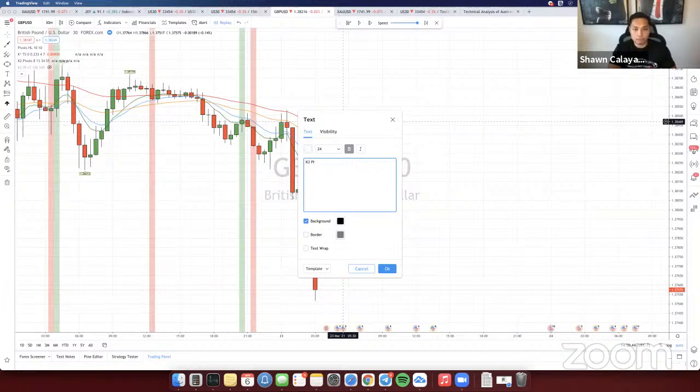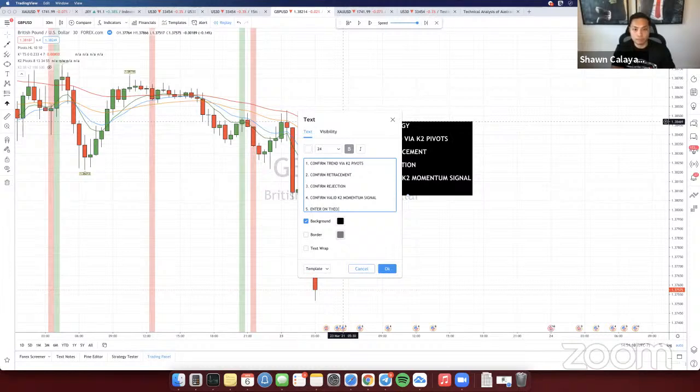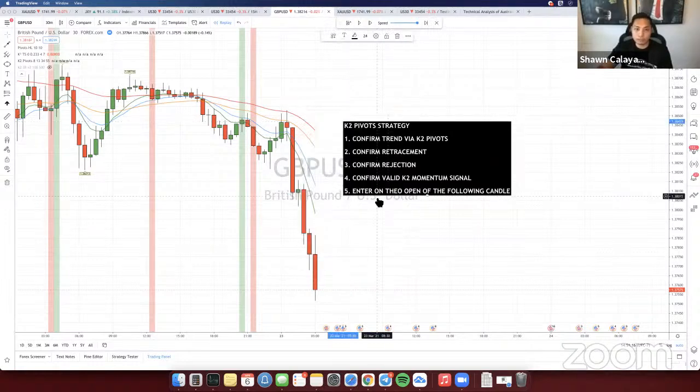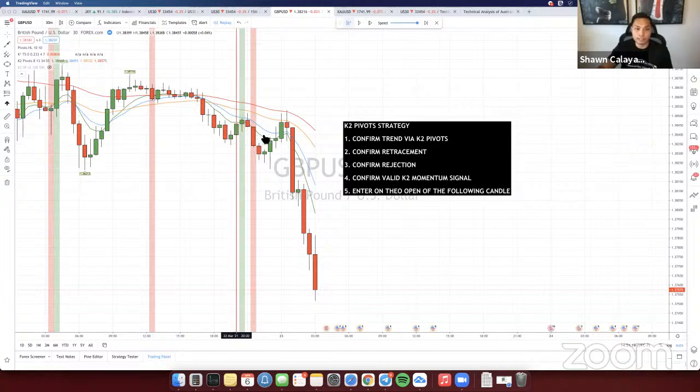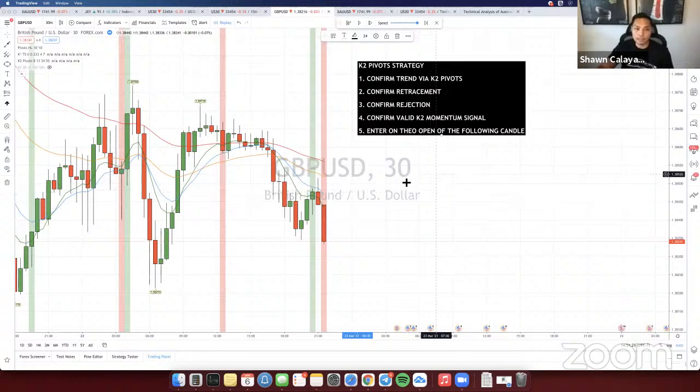if I put the requirements here for your K2 pivot strategy: first you want to confirm trend using the K2 pivots, 2 confirm retracement, 3 confirm rejection, and 4 confirm valid K2 momentum signal. And that's it. After that, you enter on the open of the following candle. This is actually one of my favorite strategies. If you like this one, I think this is very accurate. It's a good strategy to use. It's more requirements, but it's not really that difficult once you actually understand it.